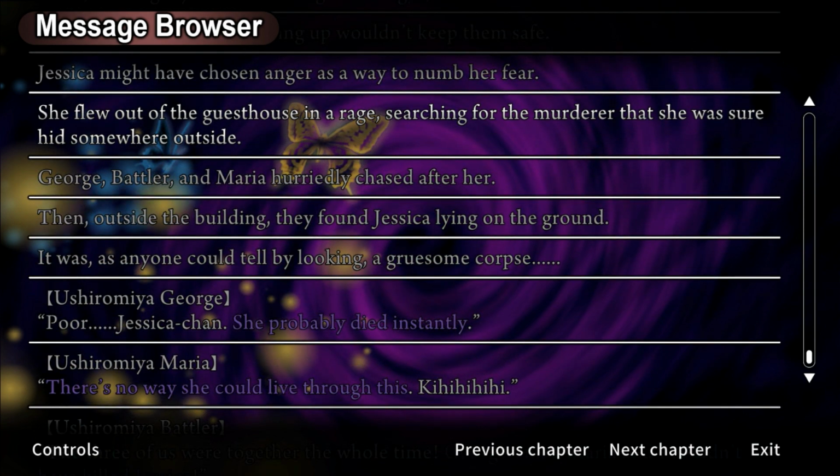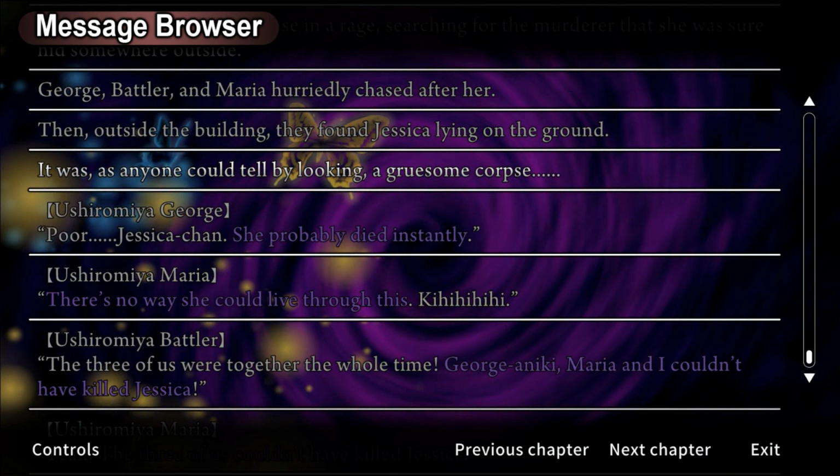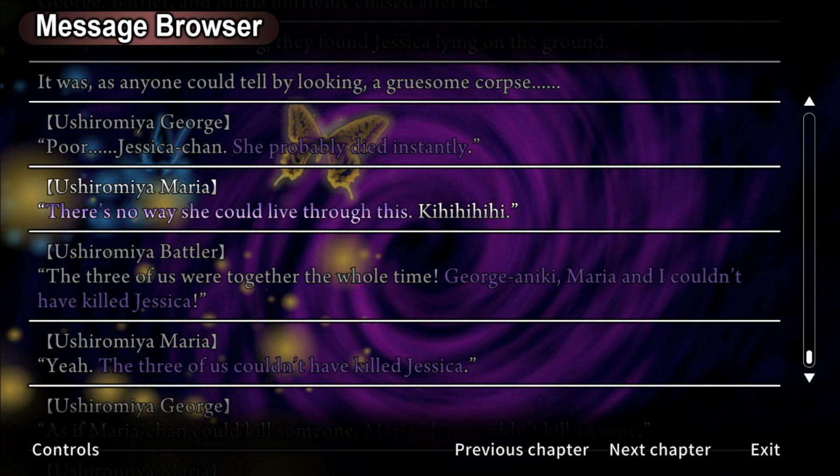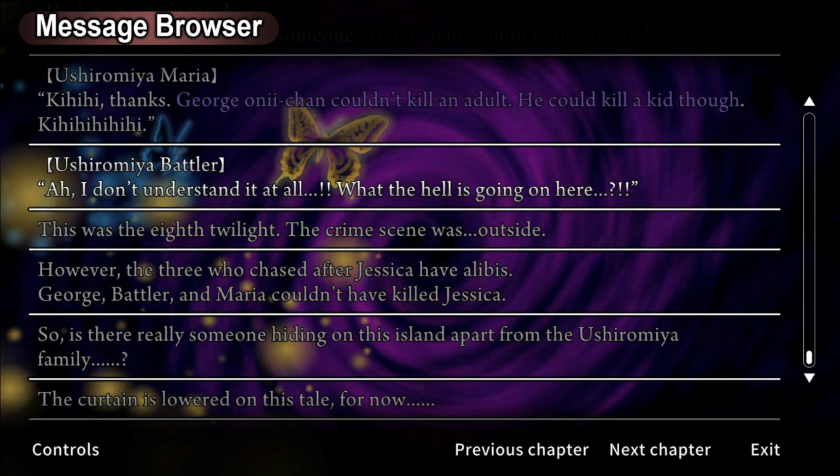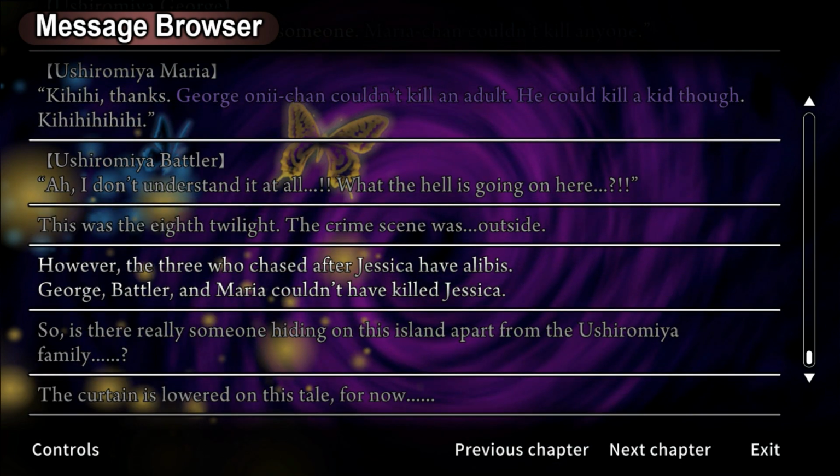Searching for the murderer. Well, this line over here, searching for the murderer that she was sure... Actually, it doesn't really confirm that. I was thinking for a second that Jessica was the murderer as well, that she would be searching for the murderer. That means there's a minimum of 2 murderers. But no. It was, as anyone could tell by looking at the gruesome corpse. This was the 8th Twilight.